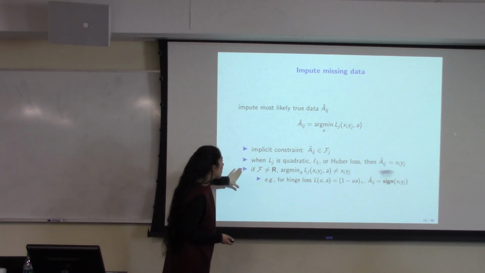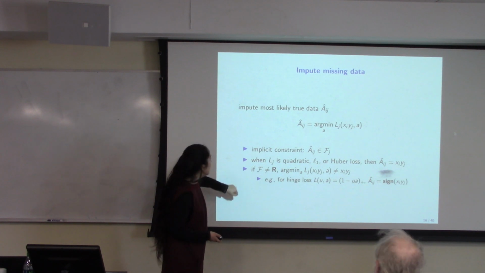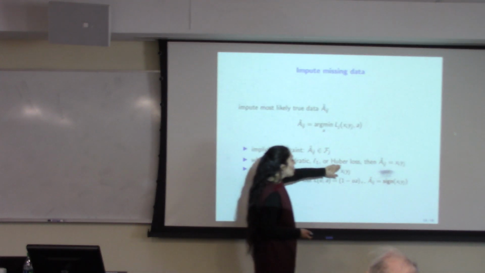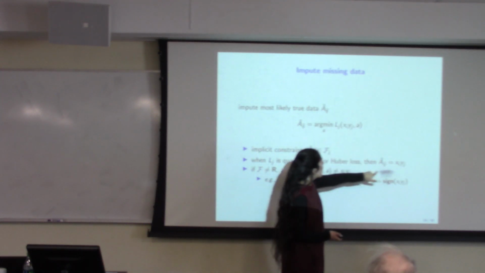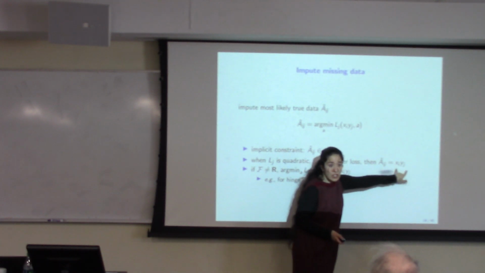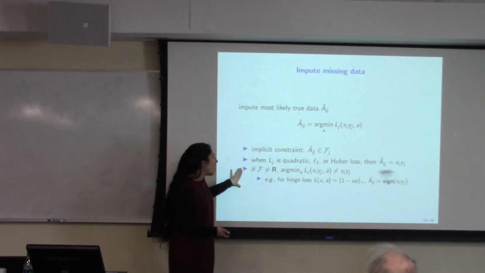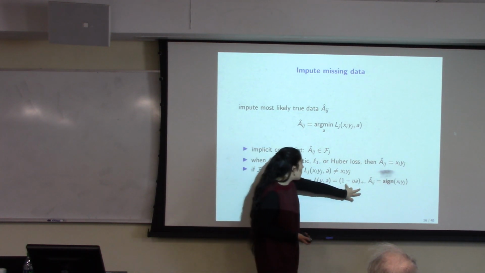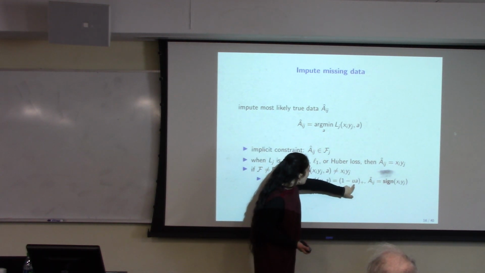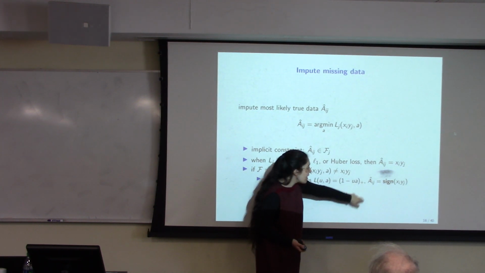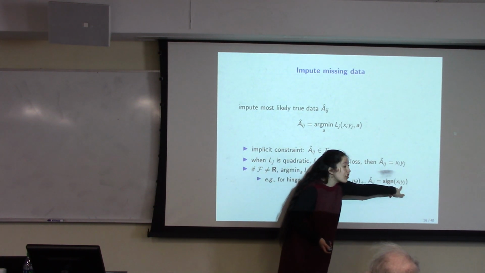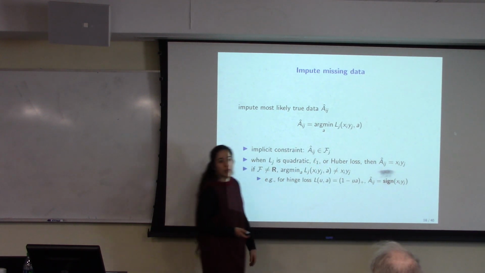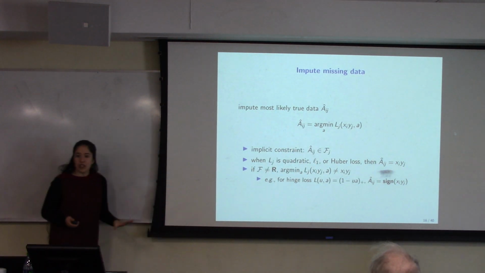And you can check that for losses that you understand, like quadratic, L1 or Huber loss, the solution to this is just x_i times y_j. That's what you would expect. If the loss function is something else, for example hinge loss, 1 minus u times a, the positive part of that, where u is x times y, you can check that the imputation is actually just the sign of x times y, which is what you would expect for hinge loss.